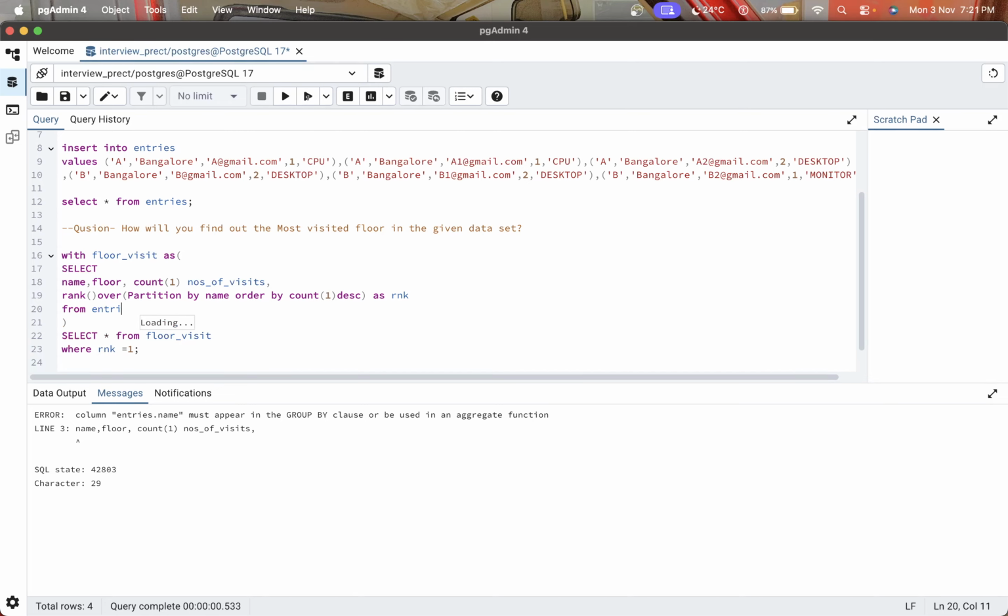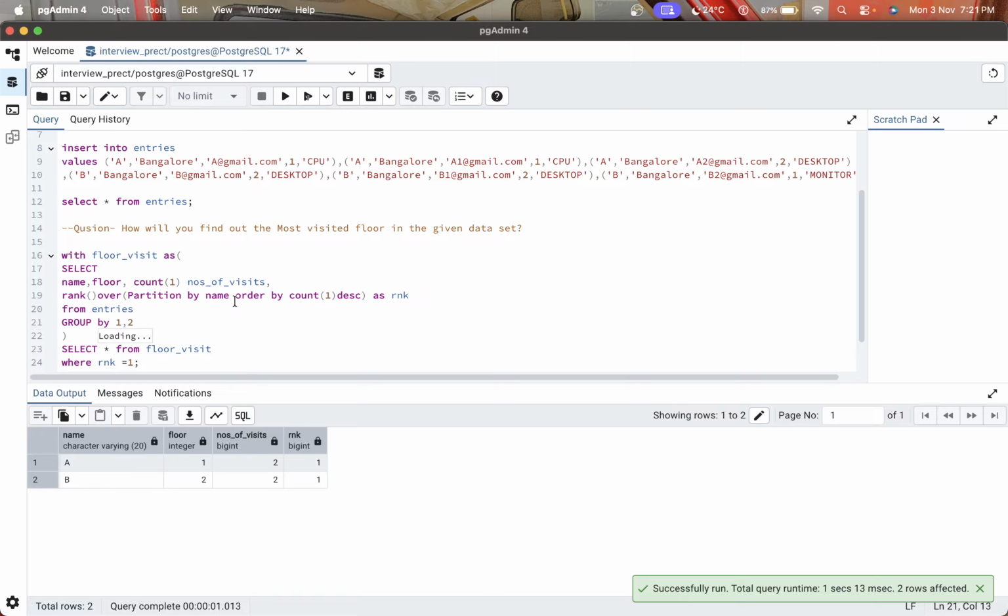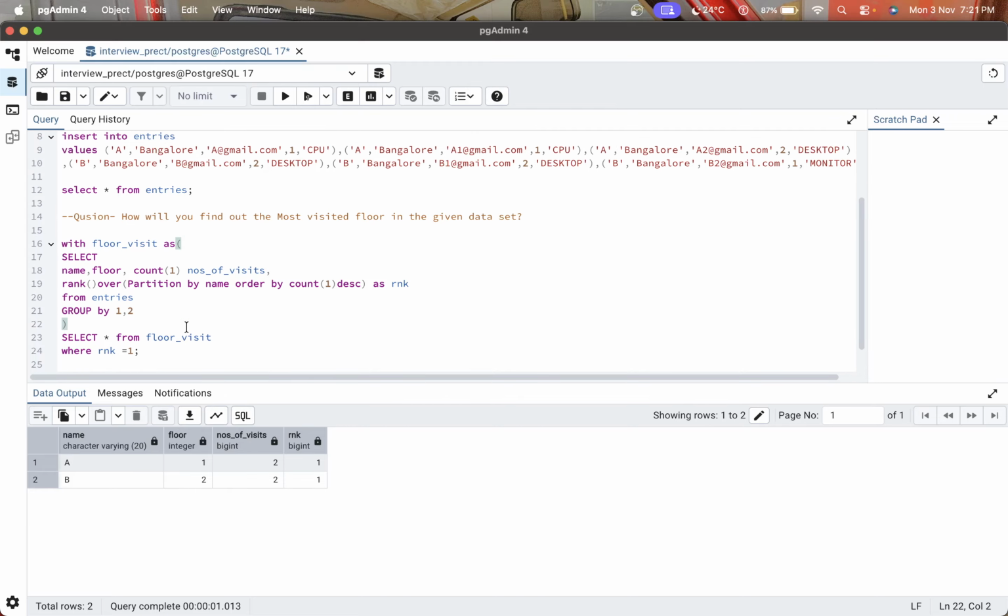From, group by 1, 2. Okay, here we go. I mistakenly removed the group by. So see, we got the output as they requested. This is the final output. We got the name and the most visited floors. So this is how you can solve this question.